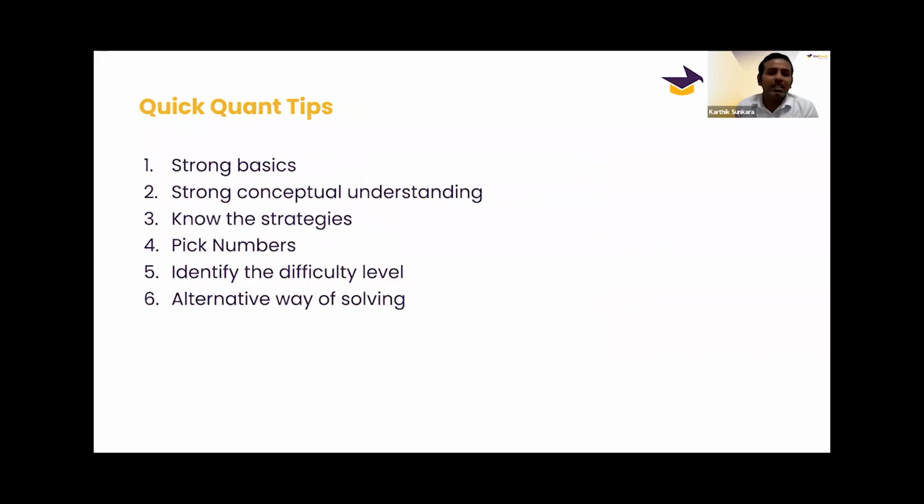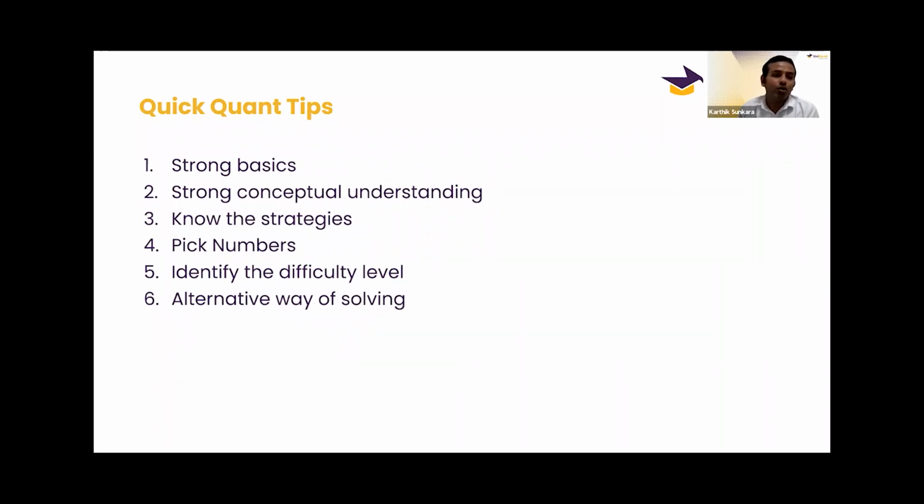Now, let's see some quick tips on how to make our quant part strong. What are they? The first one is strong basics. Your basics have to be very, very strong. Some quant parts are really easy, for example, exponents and roots. There are more formulas, but it's one of the easy concepts where we can score more. Another one is percentages, again an easy concept. Ratios and proportions, again an easy concept.